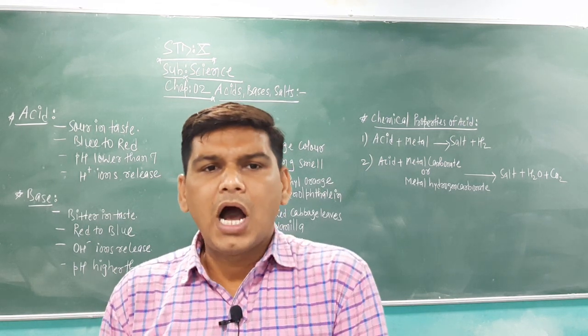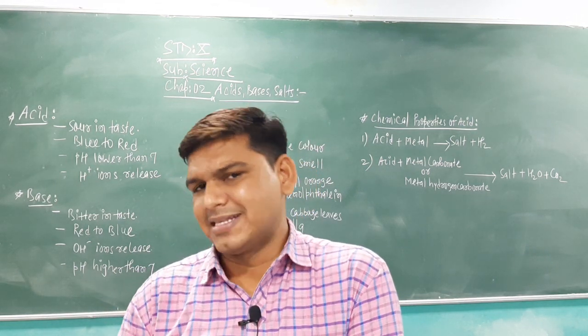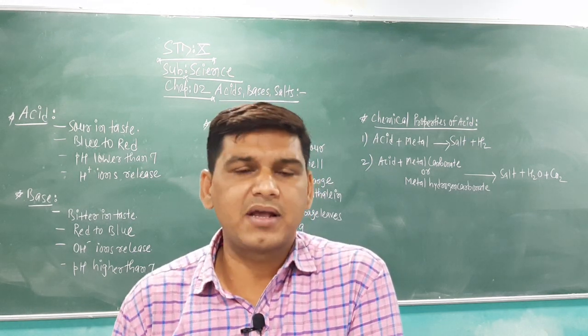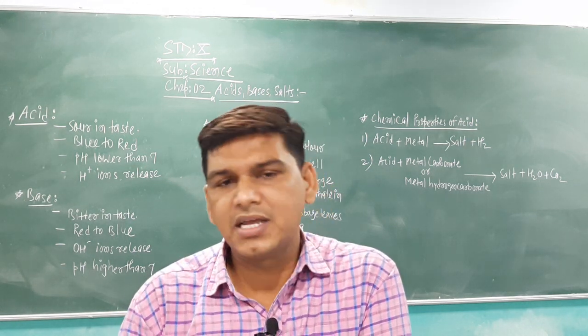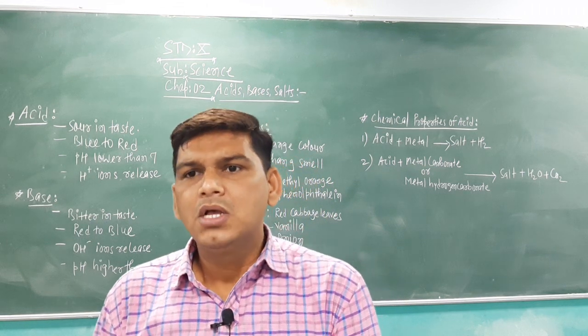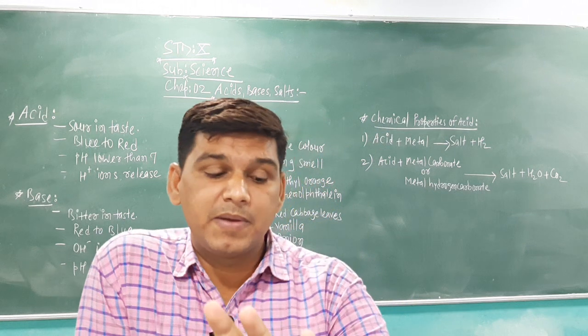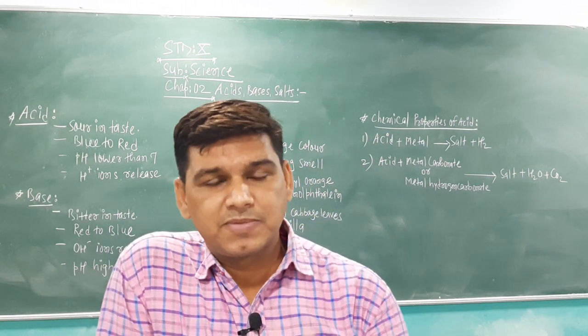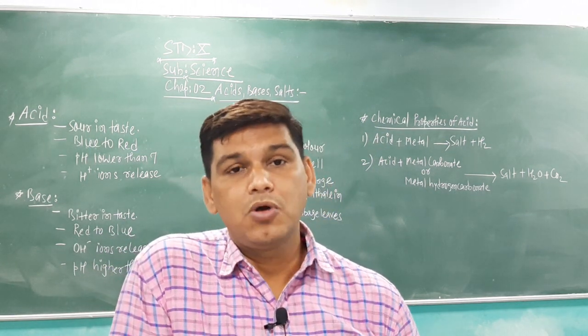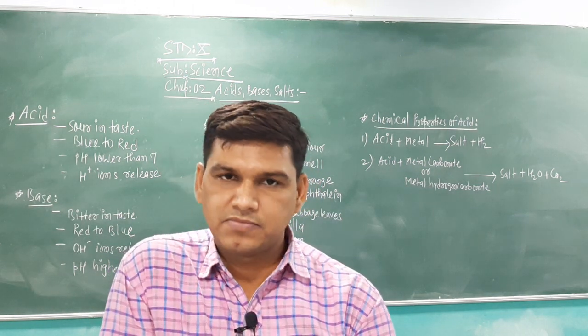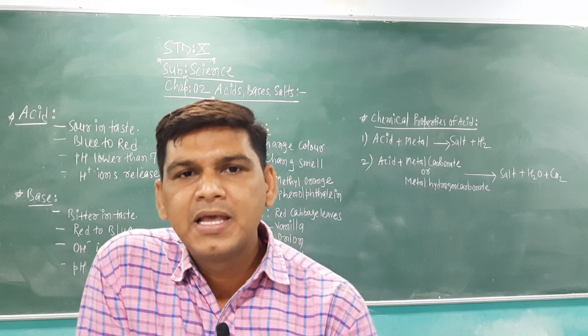Now, how does a metal react with an acid? A simple question: how, as part of chemical reactions, does a metal react with an acid? When any metallic substance reacts with an acid, always remember that it produces a salt plus dihydrogen gas. This is one chemical property of acids.